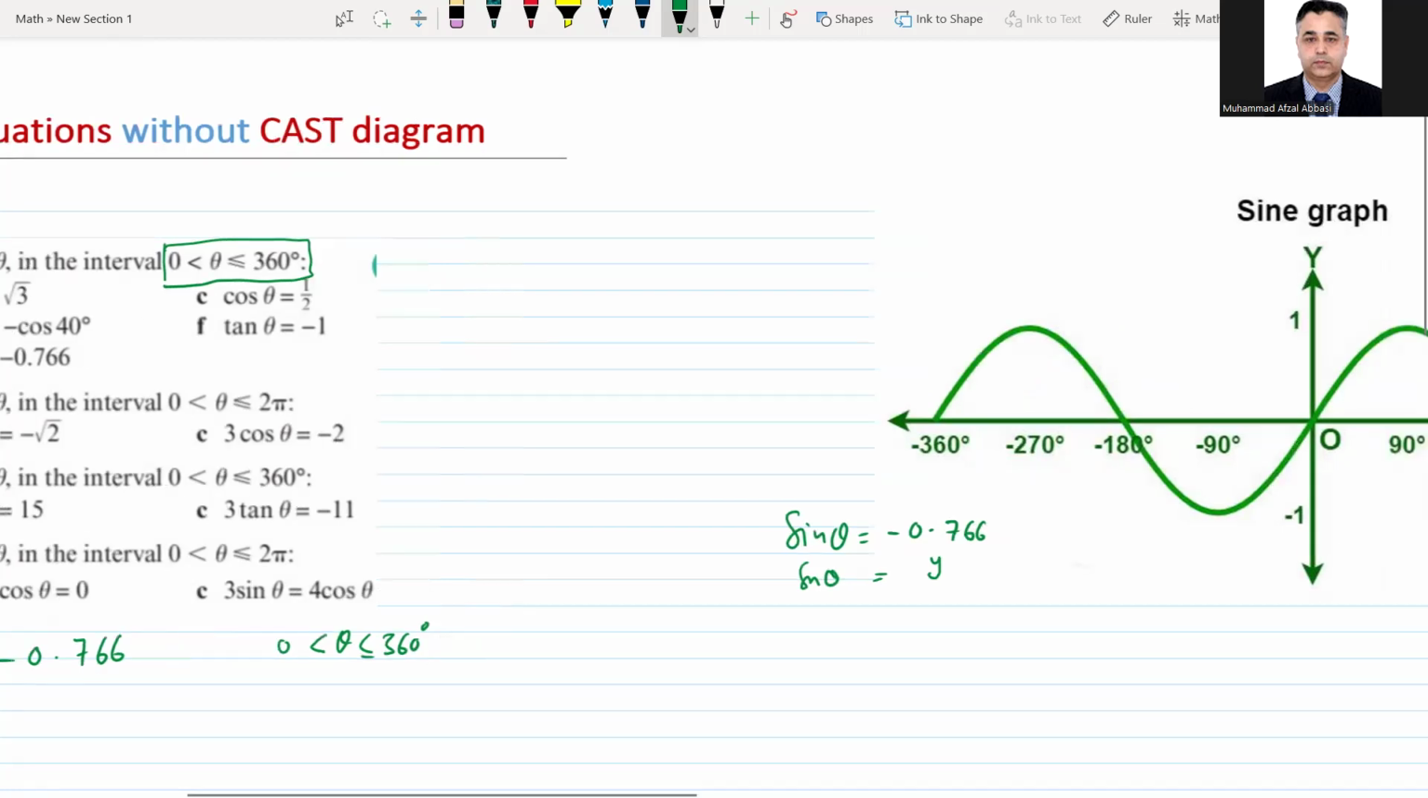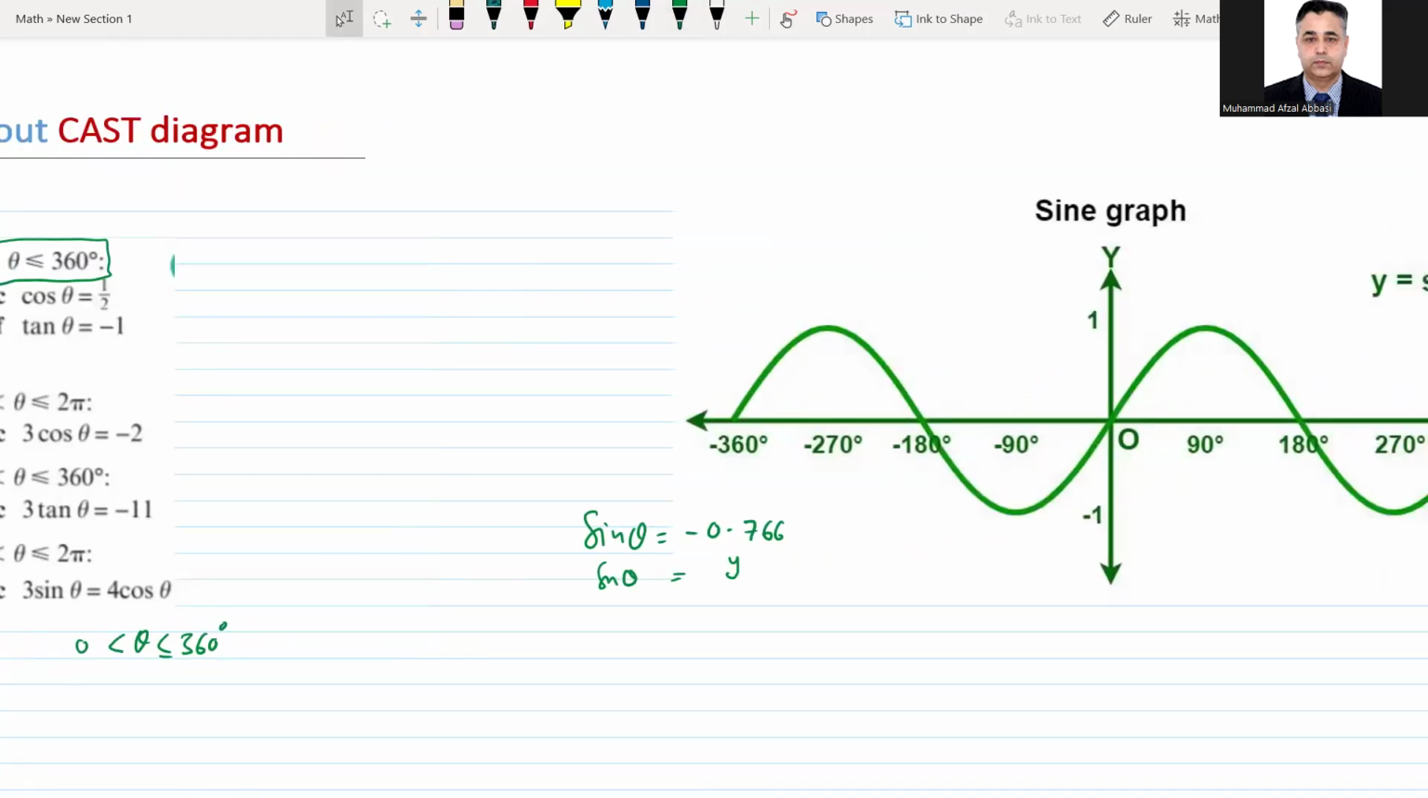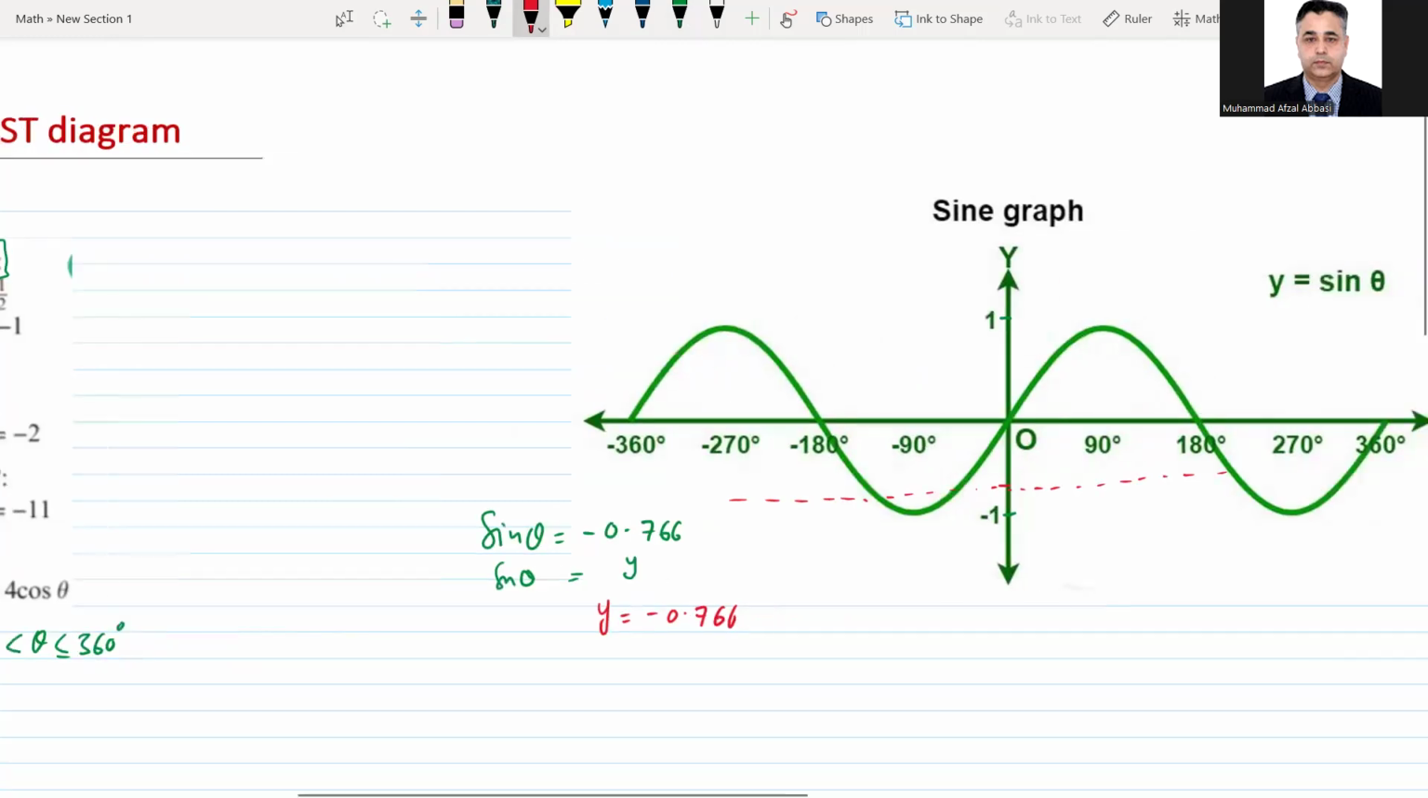So what is the approximate position of negative 0.766 on our graph? Here we have negative 1, here we have positive 1, and we know that the graph of sine and cosine both are always between minus 1 and 1. So minus 0.766, we can say that it's approximately somewhere here. So we need to draw the line y equals minus 0.766. The horizontal line we can draw, because we know that y equals any constant is a horizontal line.